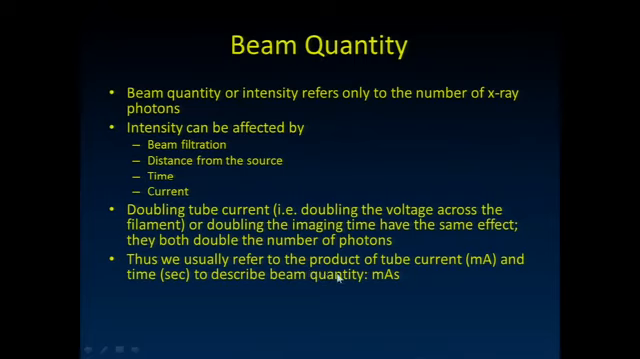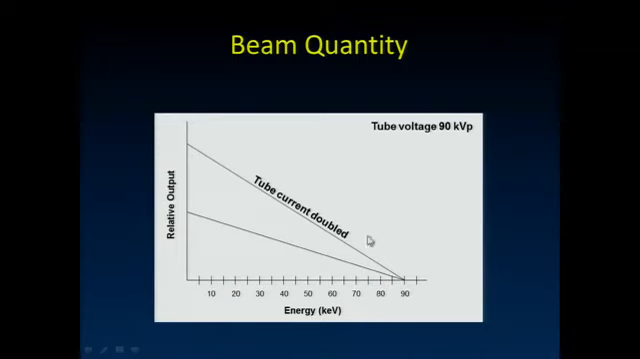Certainly, if you want to image something that's moving, you'd like to get that time small and maybe bump that current up, right? Because they're not quite equivalent in living humans who may be moving, right? Time may induce some blur. So here's that beam quantity. The tube current is doubled, right? And notice the output at every energy is doubled as well.